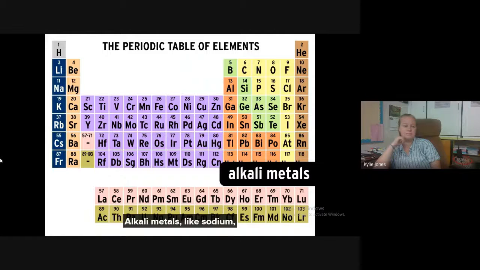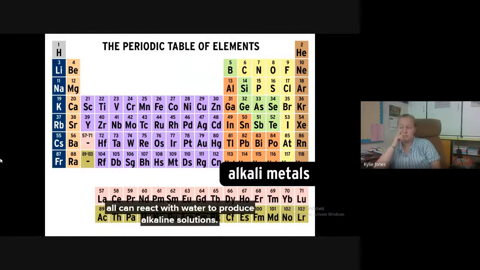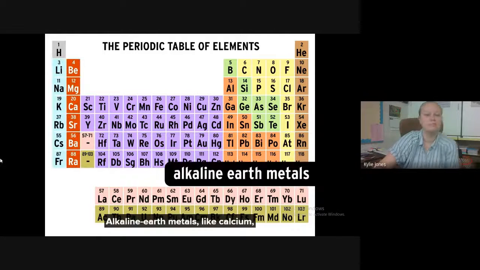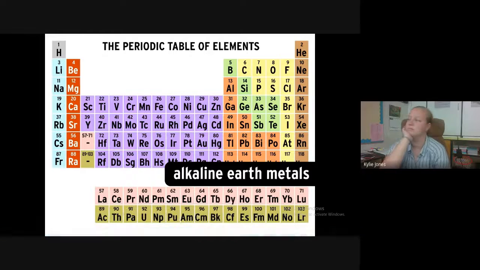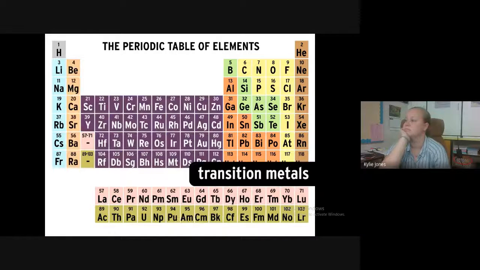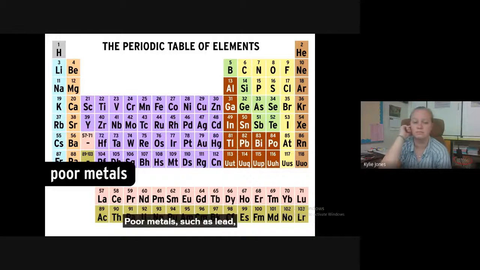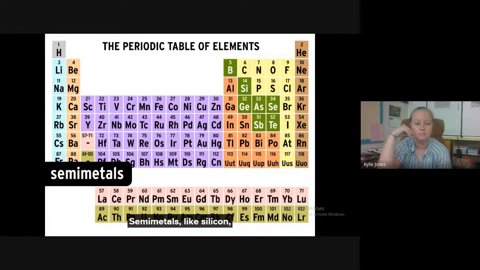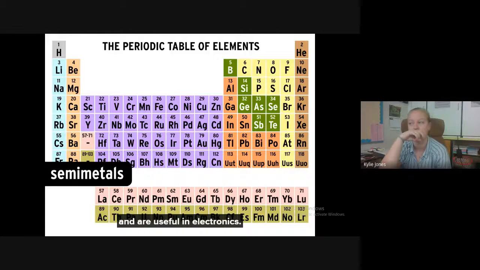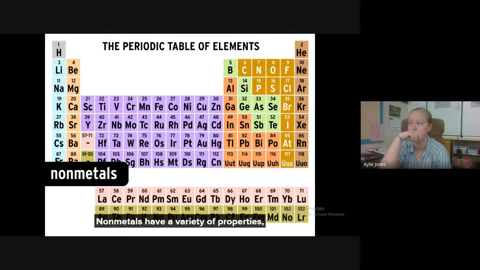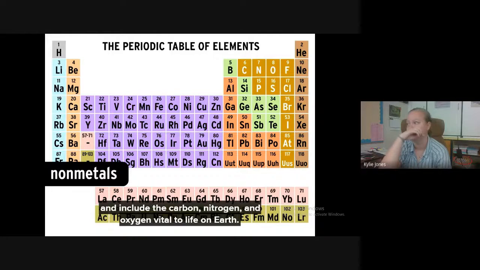Alkali metals, like sodium, all can react with water to produce alkaline solutions. Alkaline earth metals, like calcium, also produce alkaline solutions when combined with water and are found all over the place on Earth. Transition metals, like iron, are strong and shiny. Poor metals, such as lead, are soft with low melting points. Semi-metals, like silicon, conduct electricity only under certain conditions and are useful in electronics. Nonmetals have a variety of properties and include the carbon, nitrogen, and oxygen vital to life on Earth.